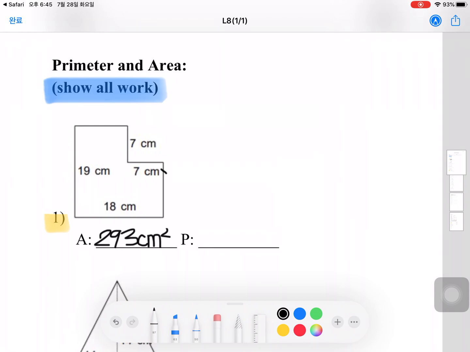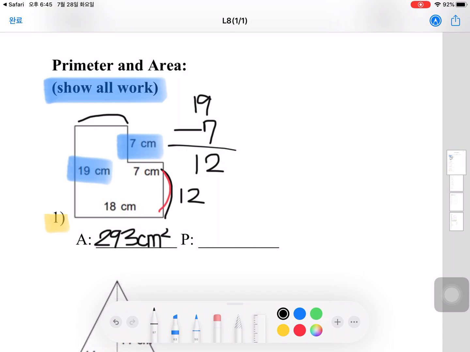Now we can see here that this side and this side have missing lengths. So we want to find the length of these two sides first. Let's start with this side. In order to find a missing length, you want to use 19 centimeters and this 7 centimeters and subtract them. So 19 minus 7 gives us 12. So this side right here is 12. Now we want to find this side. Similar to the last one, we have to use 18 and 7. 18 minus 7 is 11. So this side is 11 centimeters.